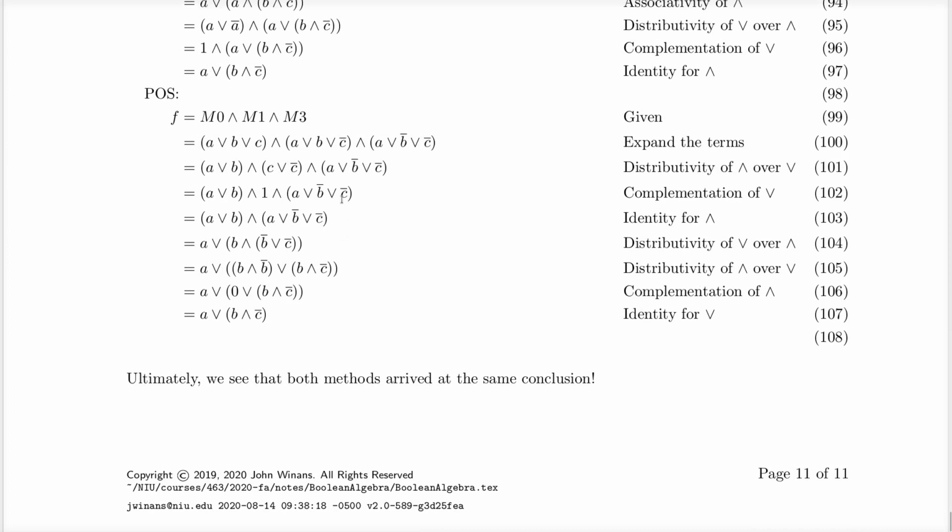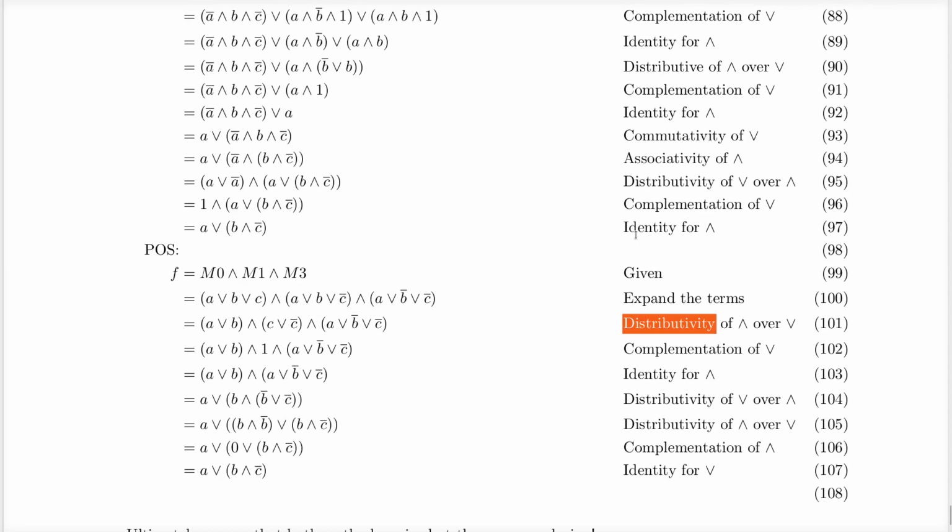Now, to do the same thing with product of sums, again, we can apply all the laws and expand our terms. It's going to look basically the same. There's not that many laws. Distributive property. We're going to factor out C or C bar. We've got an A or B that occurs in both of these terms, so we can factor out the A or B, and then AND that with the C OR the C bar.